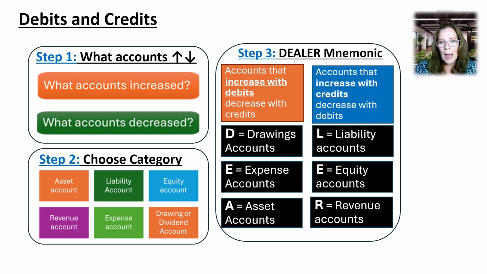As a reminder, I recommend that you follow this approach to identifying debits and credits, where in step one, you identify what accounts increased or decreased, followed by step two, where you classify the accounts that you identified in step one by account type, and step three, where you use the dealer mnemonic to find the debits and credits. Let's look at transactions 7 to 12 for Eli's consulting and apply this process to the analysis of business transactions with the use of T accounts.